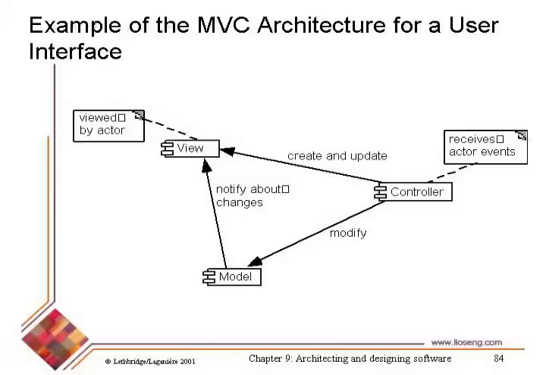So slide 84 has a diagram of the various pieces of this pattern. We see the model, we see the view, we see the controller. The model, we understand what that is. It notifies the view about changes. So this is where we use the observer pattern. The model is an observable. The view is an observer. The view will update itself whenever the model says, I've changed. That's the way that works.